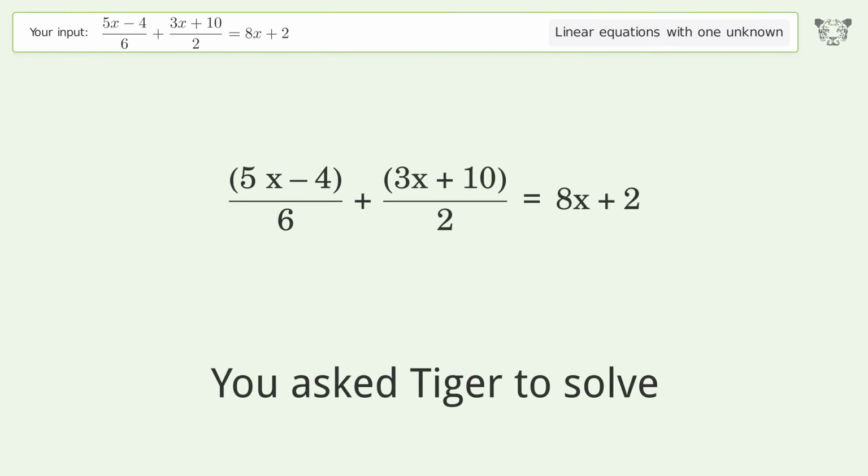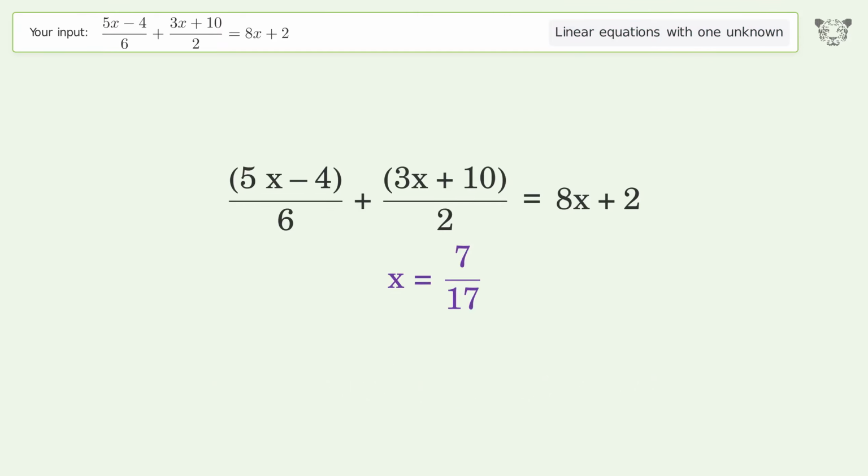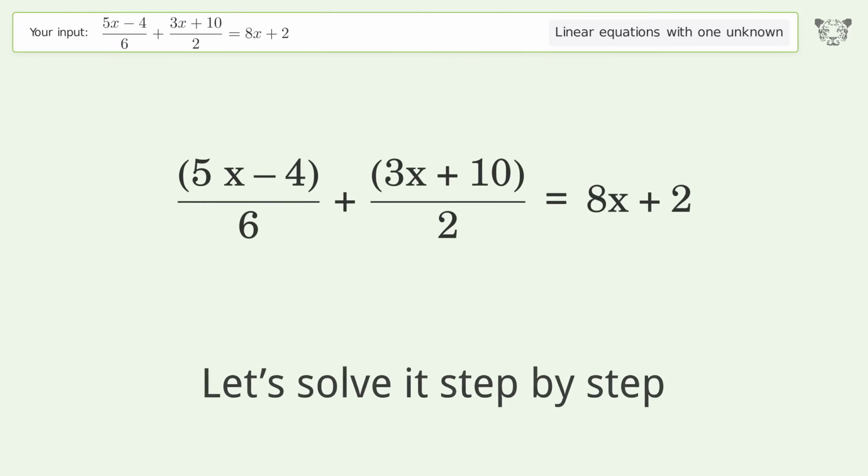You ask Tiger to solve this. This deals with linear equations with one unknown. The final result is x equals 7/17. Let's solve it step by step.